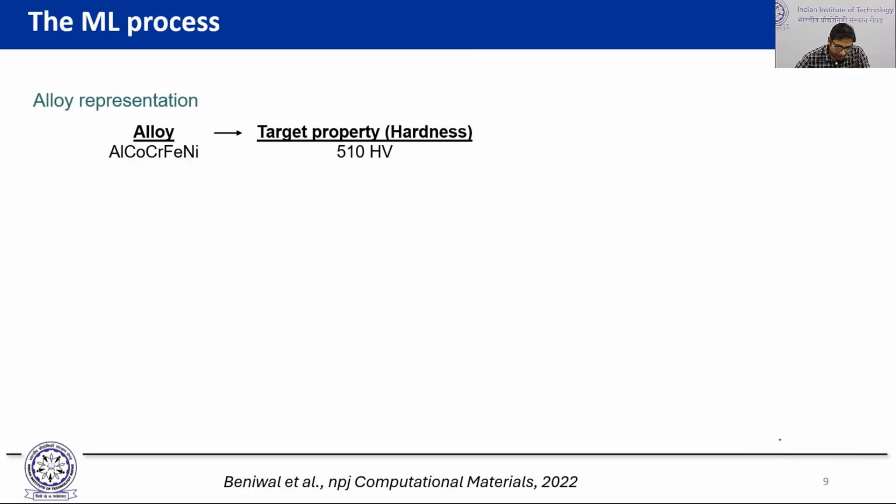So the overall process is like this. You have your starting alloy and you need to find a proper representation for the alloy. In this particular example, I'm looking at an aluminum, cobalt, chromium, iron, nickel alloy, and the target property is there in the data set, which happens to be, in this case, 510 Vickers hardness. The alloy has to be represented in a proper manner, and that comes by representing it using its composition. So this is an equiatomic high entropy alloy. All of those elements will have a composition of 0.2.